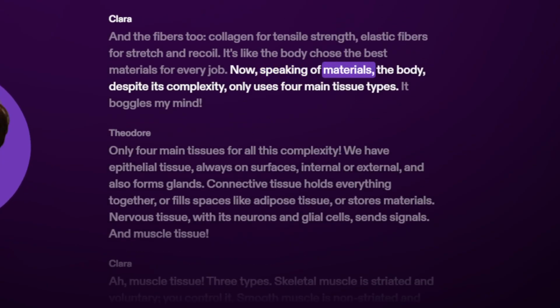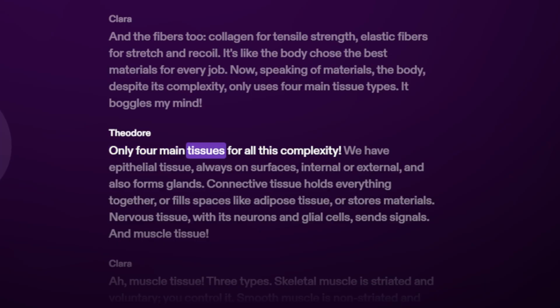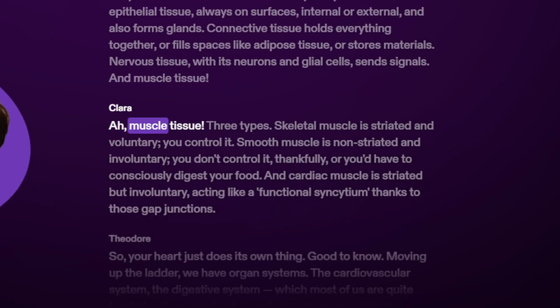Now, speaking of materials, the body, despite its complexity, only uses 4 main tissue types. It boggles my mind. Only 4 main tissues for all this complexity. We have epithelial tissue, always on surfaces, internal or external, and also forms glands. Connective tissue holds everything together or fills spaces like adipose tissue, or stores materials. Nervous tissue, with its neurons and glial cells, sends signals. And muscle tissue.